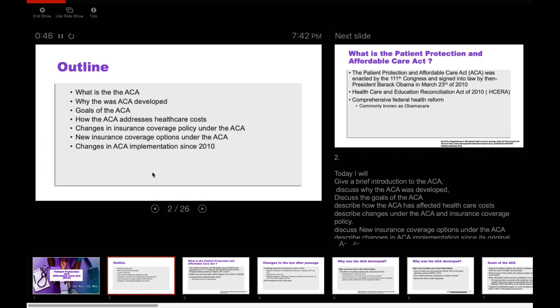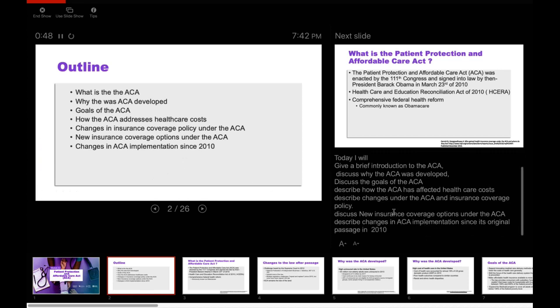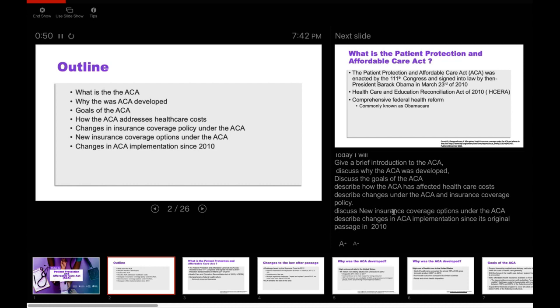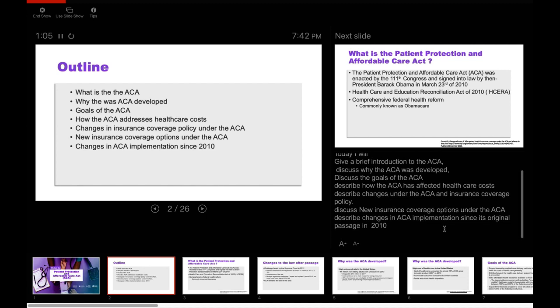Today I will give a brief introduction to the ACA, discuss why the ACA was developed, discuss the goals of the ACA, how the ACA has affected healthcare cost, changes under the ACA and insurance coverage policy, new insurance coverage options under the ACA, and possible changes in ACA implementation since original passage in 2010.